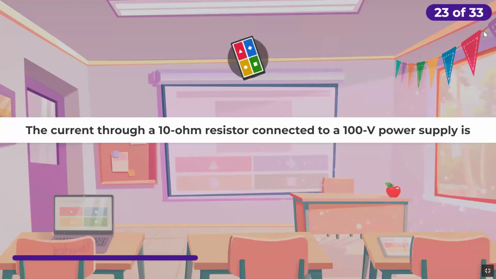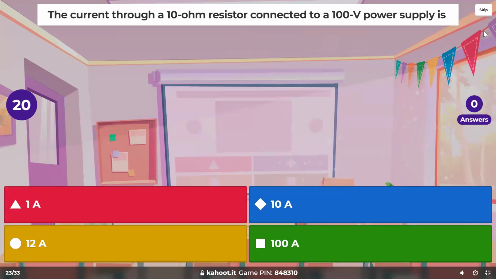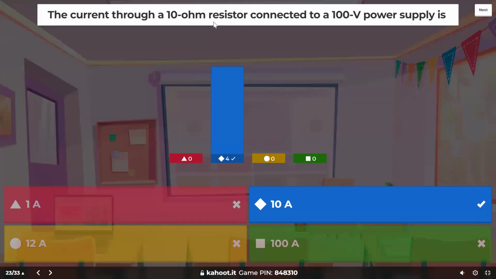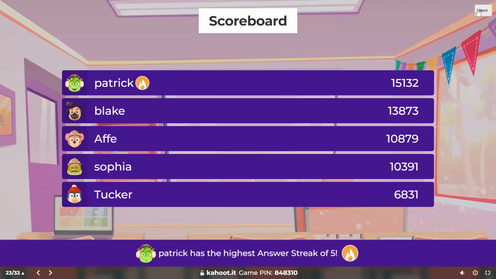The current through 10 ohms resistance in a 100-volt power supply. I equals V over R. What is 100 volts divided by 10 ohms? 10 amps. All right, 10 amps.